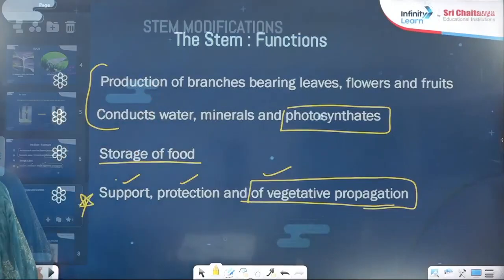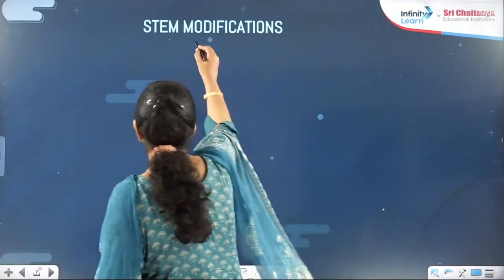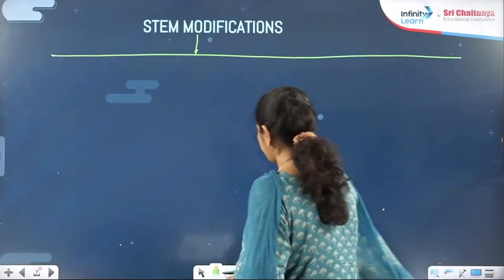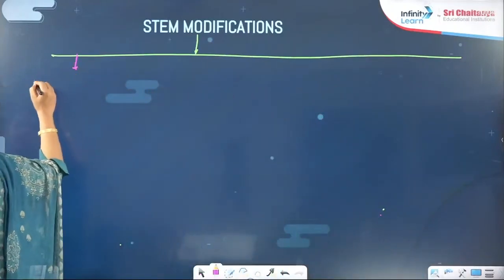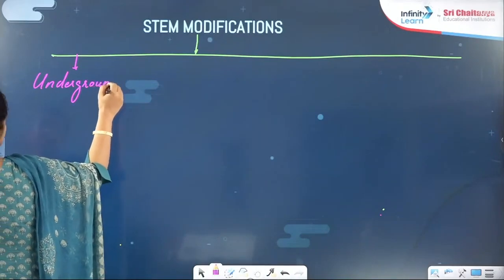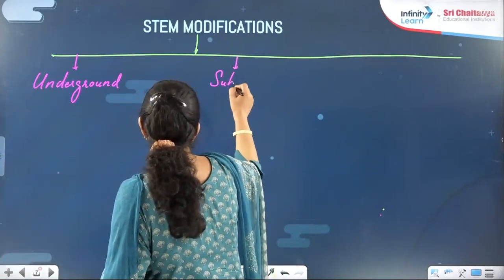Let's check on that. For that, you must first know a flowchart. Their modification is divided under three headings. The first heading is underground stem modification. Then after that is the subaerial stem modification.